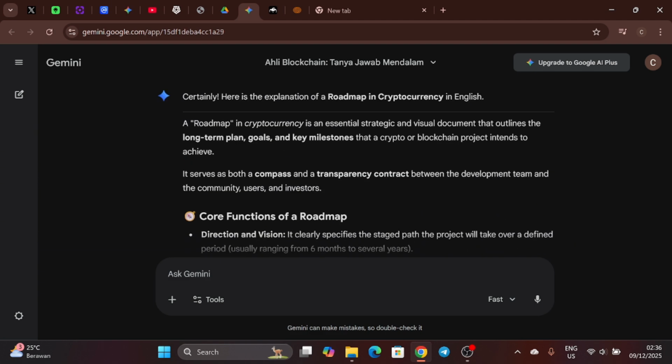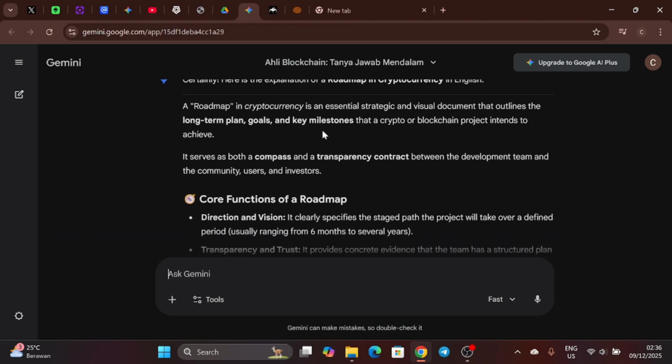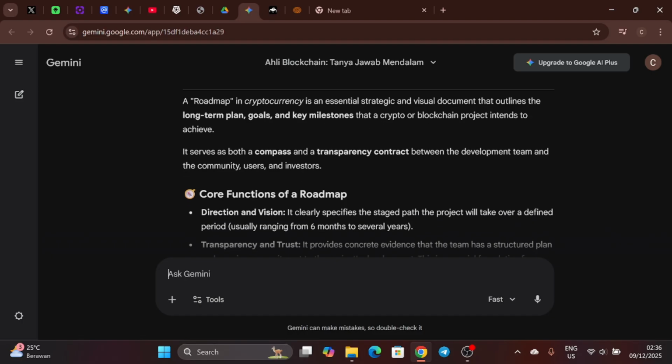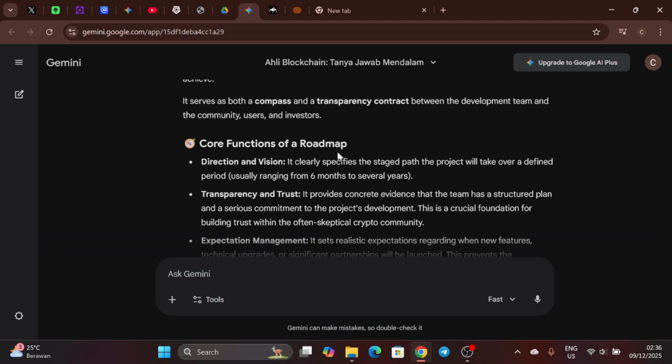A roadmap in cryptocurrency is an essential strategic and official document that outlines the long-term plan, goals, and key milestones that a crypto or blockchain project intends to achieve. So it serves both as a compass and a transparency contract between the development team and the community, users, and investors. All right. The core function of the roadmap is direction and vision.